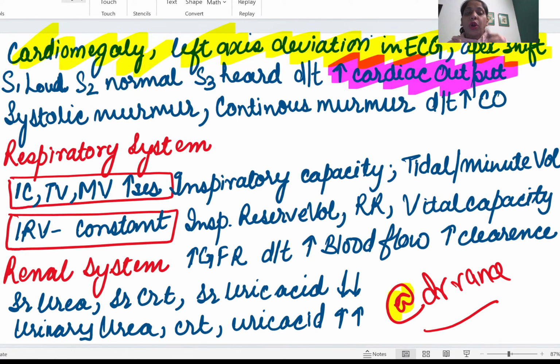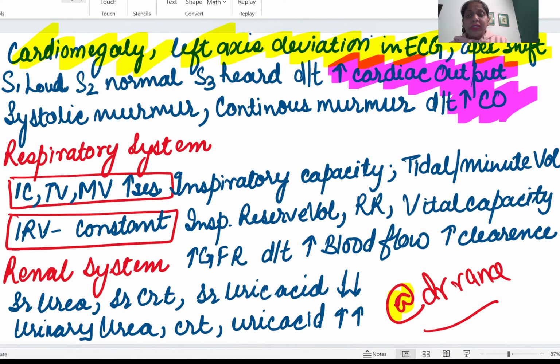Systolic murmur and continuous murmur are also there due to the increased cardiac output, because there is an increase in the plasma volume. So all the systolic parameters are increased, and that is very normal. S1 loud, S2 normal, S3 heard, systolic murmur, continuous murmur. All these parameters are normal. That was all about the cardiovascular system, right? Now let's learn about the respiratory system.